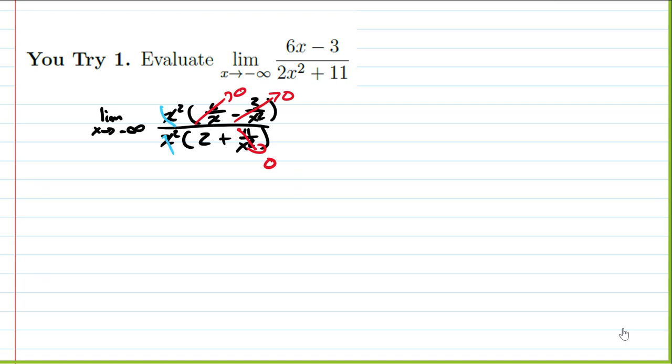So then, what do we get in the top? Well, I have 0 minus 0, so what does that equal? 0 over 2 is 0, because what's 0 divided by 2? 0. You can't forget the 0 on the top, otherwise you'd get it wrong.